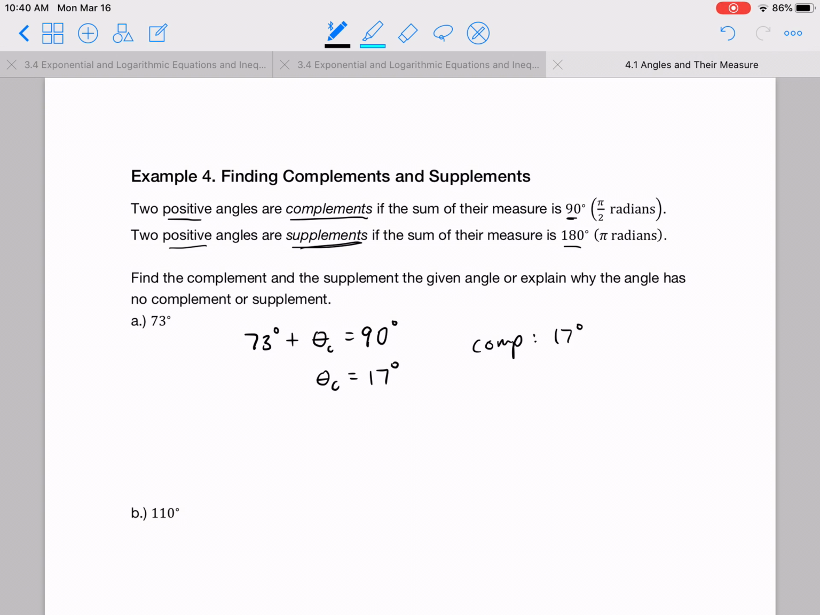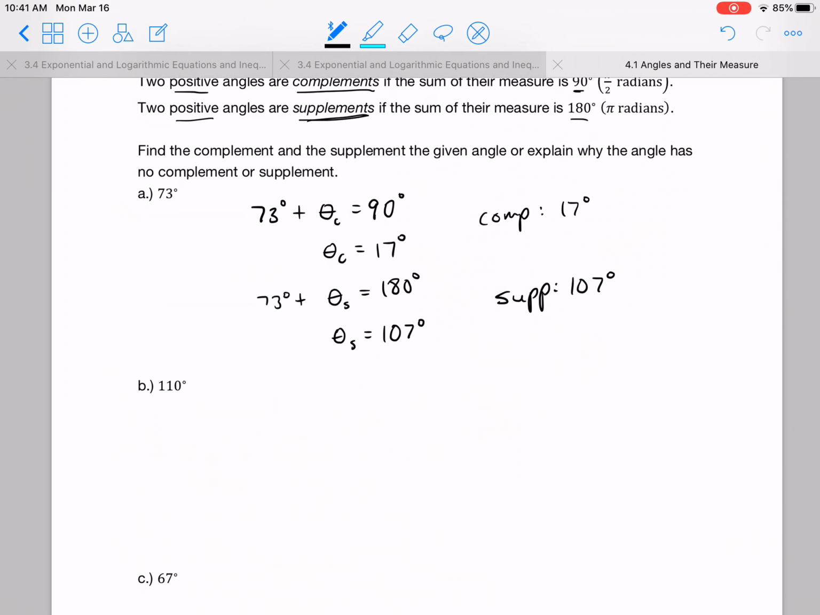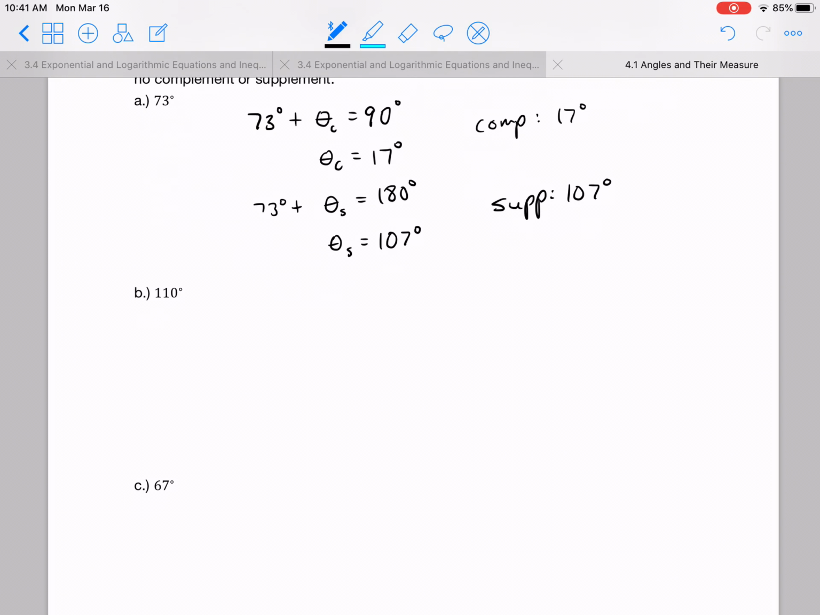And therefore the complement is 17 degrees. If we wanted to do the supplement, we do 73 degrees plus theta, and I'll put a little s for supplementary, what makes it equal 180. And you subtract 73 from both sides, and you just get that it's 107 degrees. So the supplement is 107 degrees for that angle. All right, so it's pretty much just doing that. I'm going to leave the last ones for you to try.